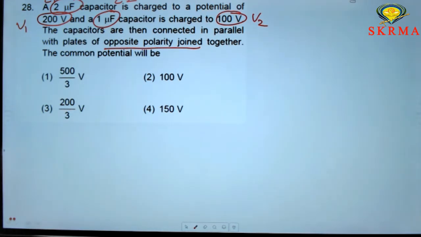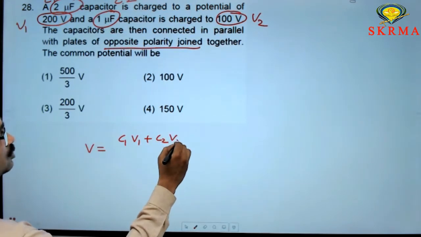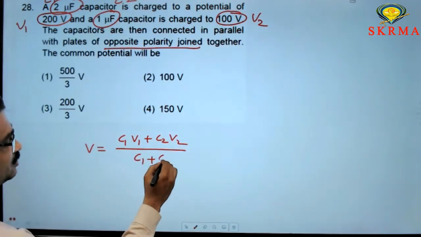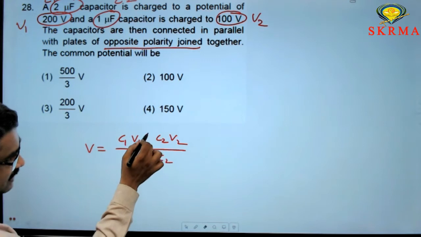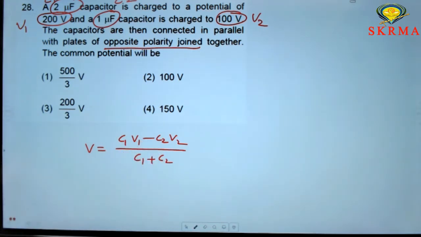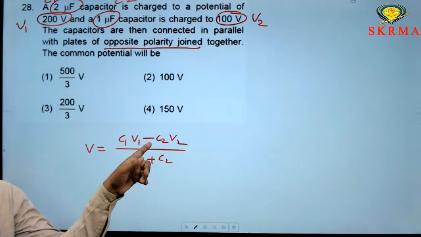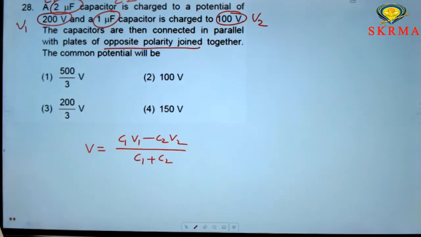Now what is the common potential? For this one, the common potential formula is C1 V1 plus C2 V2 by C1 plus C2. If opposite polarities are connected, then we need to write a negative sign here. Otherwise, if same polarities are connected, you have to write a positive sign here. If opposite polarities are connected, just substitute a negative sign here. If the second is uncharged, V2 equal to 0. Now substitute the values, then you will get the answer.